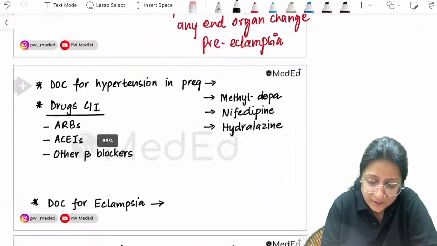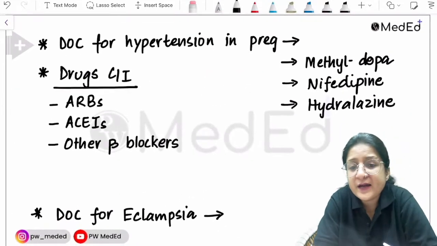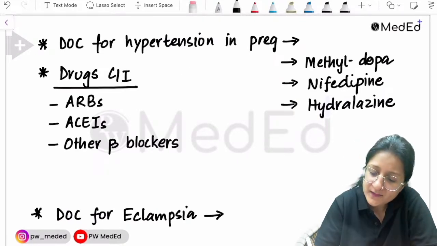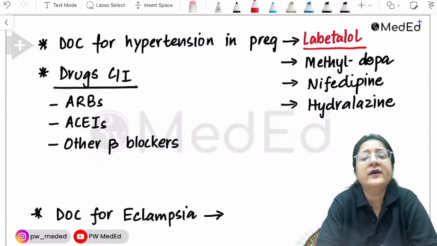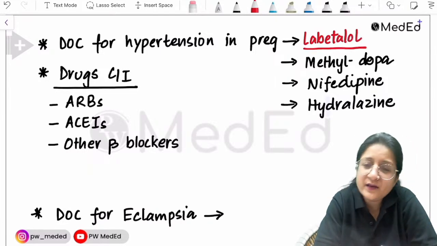Now, one liner important point is, what is the drug of choice for hypertension in pregnancy? The drug of choice for hypertension in pregnancy is labetalol. Okay, oral labetalol, or in hypertensive crisis, we can use IV labetalol, but it is labetalol.